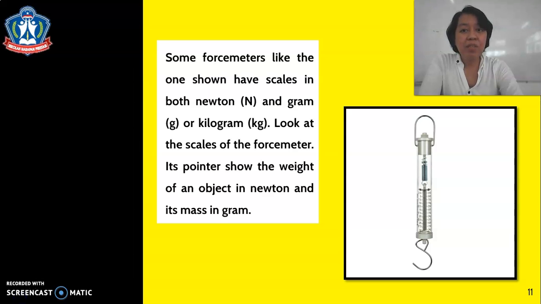Some force meters like the one shown have scales in both Newton and gram or kilogram. Look at the scales of the force meter. Its pointers show the weight of an object in Newton and its mass in gram.